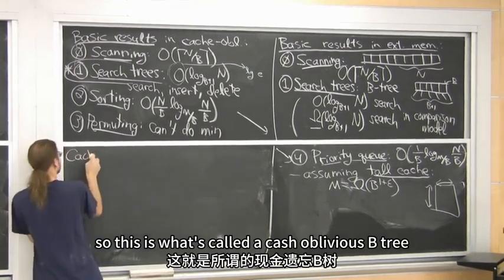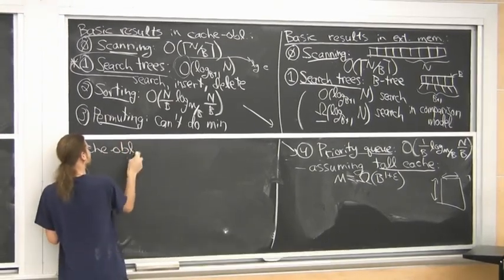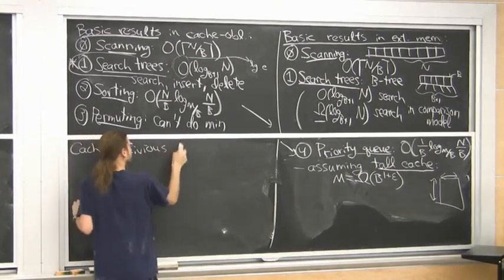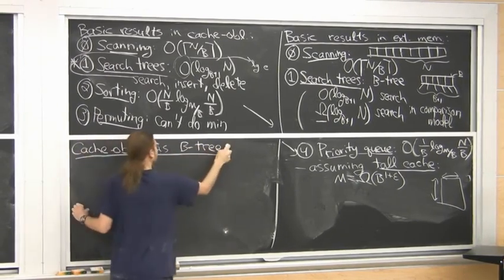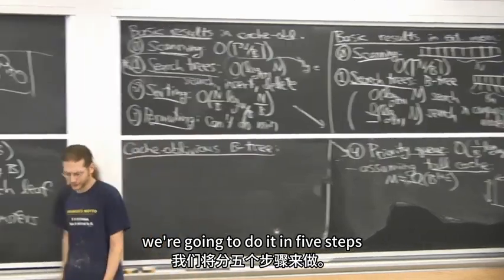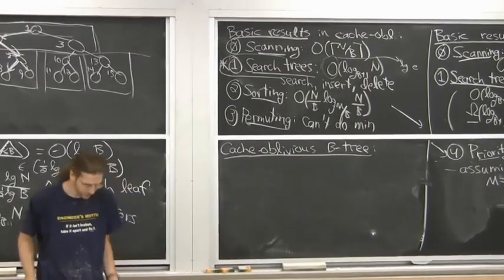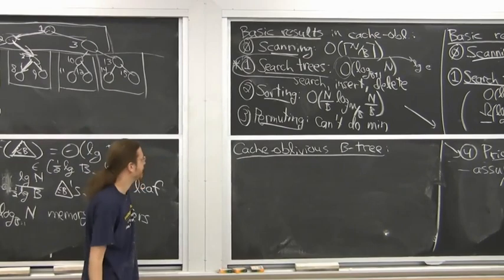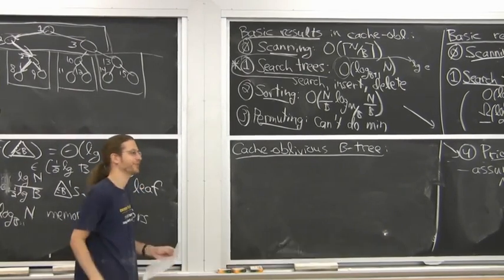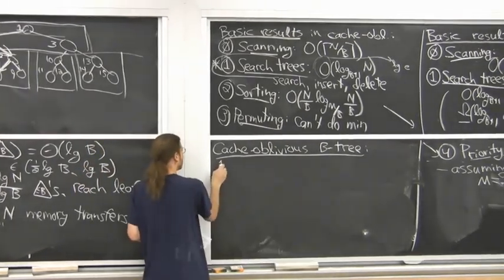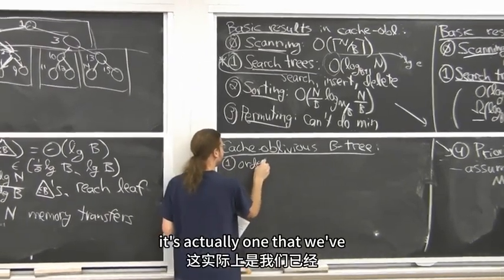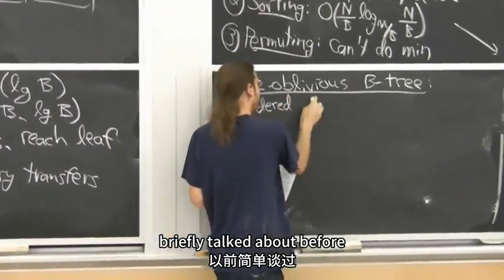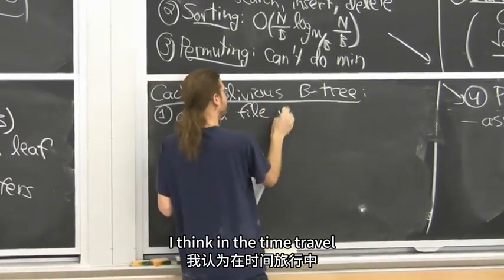So this is what's called a cache-oblivious B tree. We're going to do it in 5 steps. And the first step, unfortunately, is delayed till next lecture. So I need a black box. It's a very useful black box. It's actually one that we've briefly talked about before, I think in the time travel.